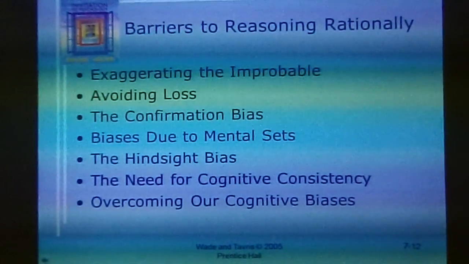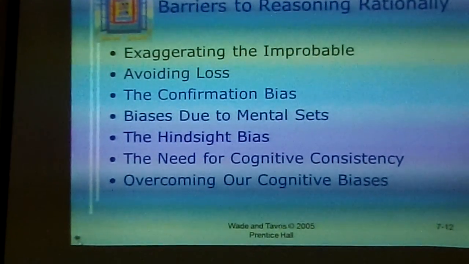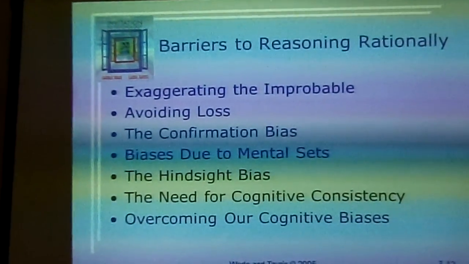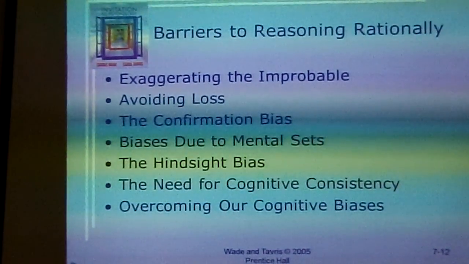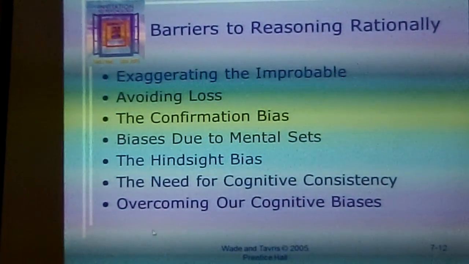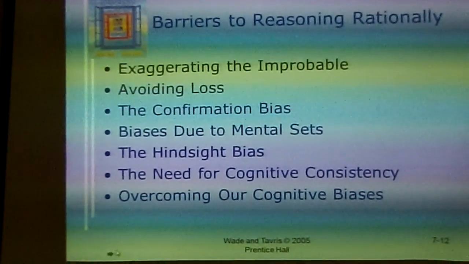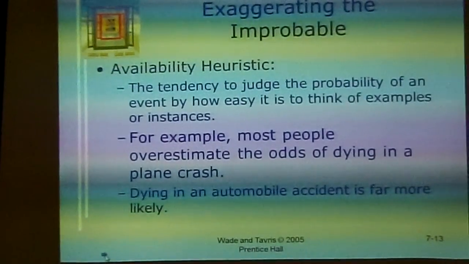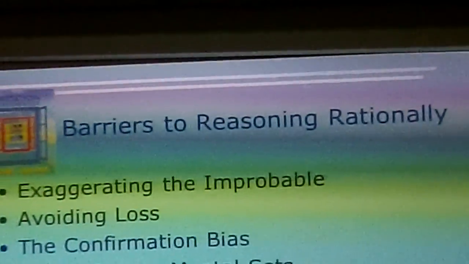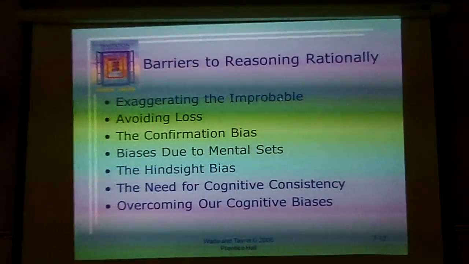And it is the reason for a lot of society's problems. Things like prejudice and bigotry and just not being able to think correctly have their basis in this irrational reasoning that most people do. So we're going to talk about it. For instance, people tend to exaggerate the improbable.